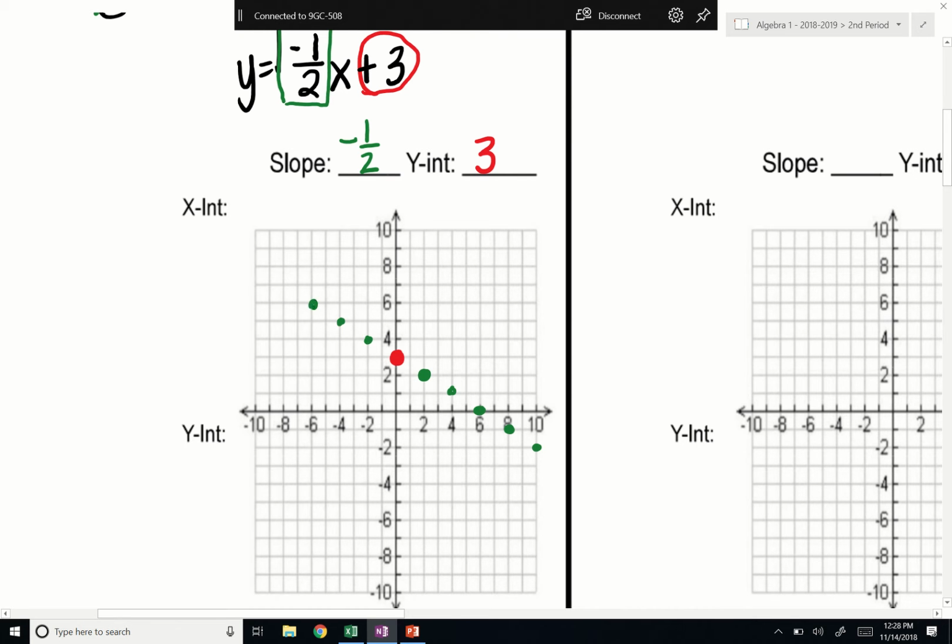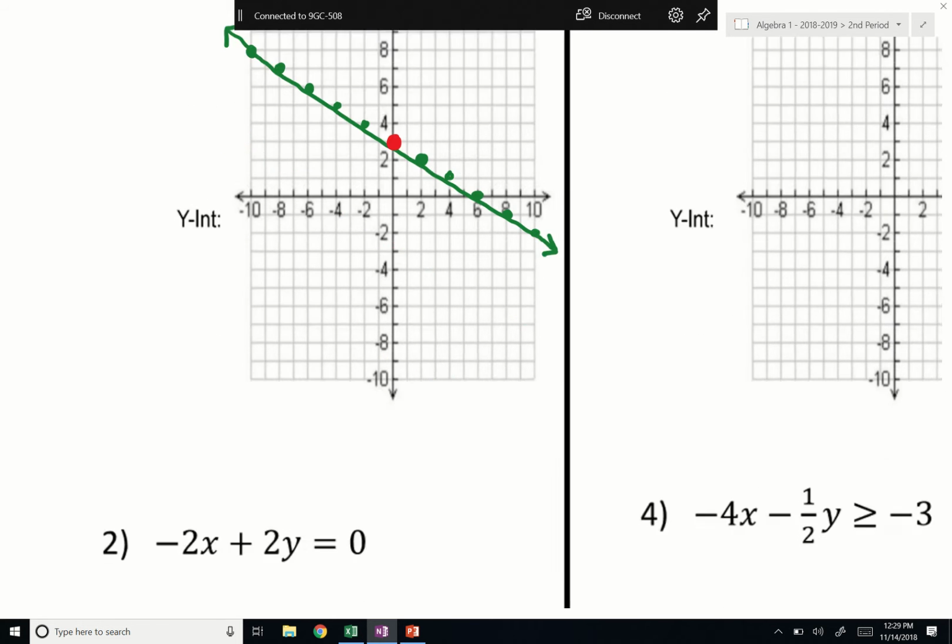Coach Williams is crazy, right? She puts a lot. What's the opposite of down 1? And what's the opposite of right? 2. So don't be afraid to go the opposite way as well. Okay? When you connect these dots, what type of line should you have? A negative line. It should be solid because it says equal. And what do you have to end in? Arrows. Pretty easy? Okay? Let's look at number 2.